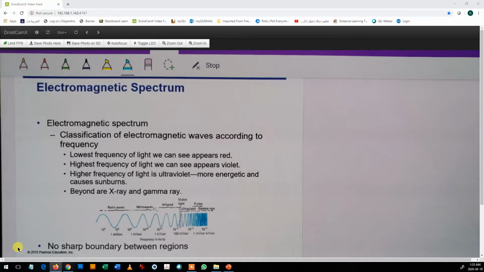Electromagnetic spectrum: classification of electromagnetic waves according to their frequencies. The lowest frequency of light we can see appears red. That's the visible light he is talking about. The highest frequency of light we can see appears violet. Higher frequency of light is ultraviolet, more energetic and causes sunburns. Beyond are X-ray and gamma ray.